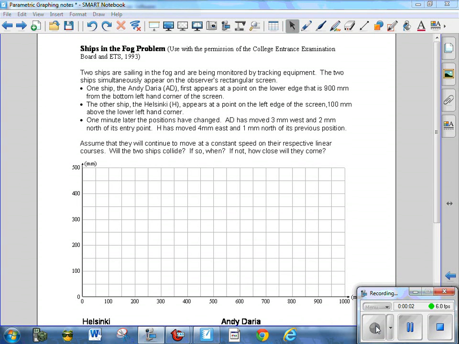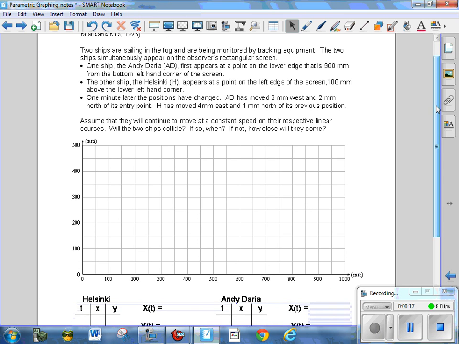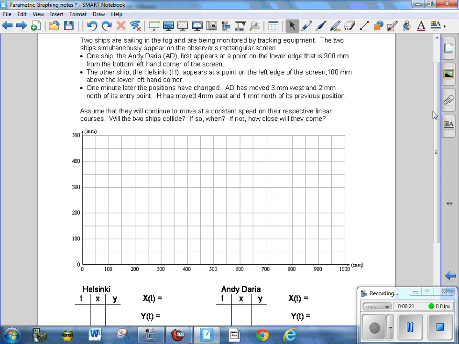This is page 3 of your parametric graphing notes, the ships in the fog problem. Two ships are sailing in the fog and being monitored by tracking equipment, and a radar. The two ships simultaneously appear on the observer's rectangular screen. So this grid here represents a radar screen. And notice that its measurements are in millimeters.